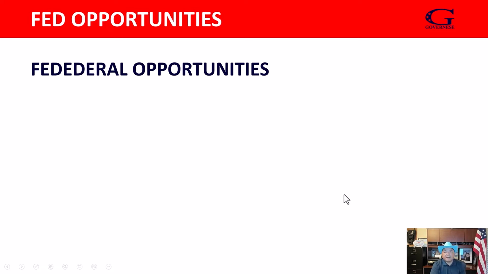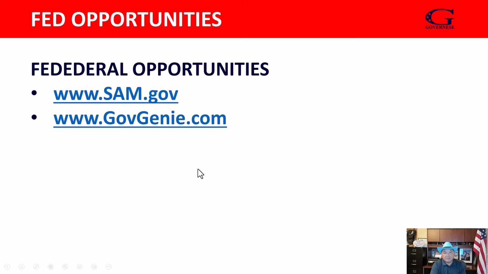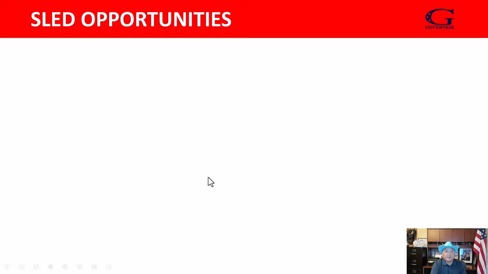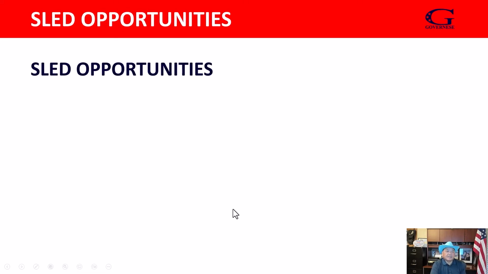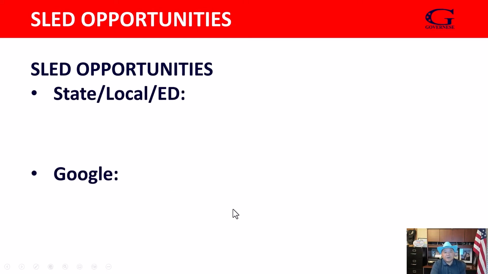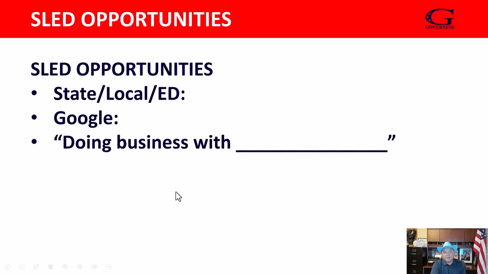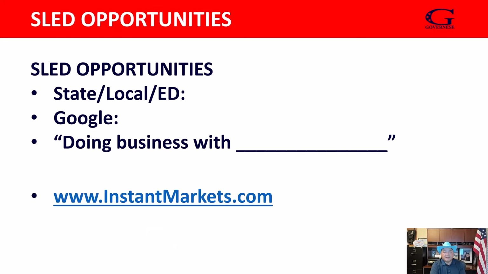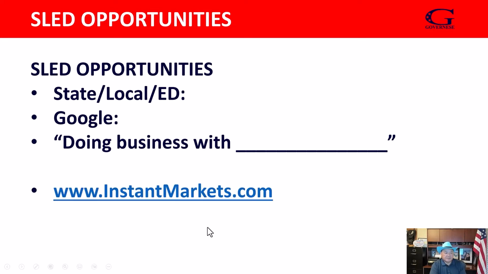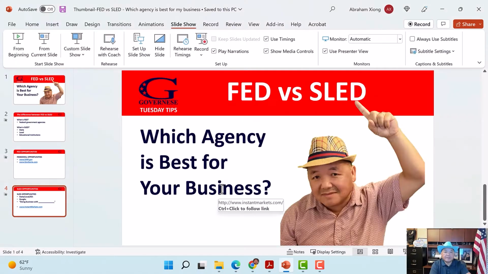So let's talk about how to find opportunities in the federal market. SAM.gov is a great tool, and govgenie.com is another great tool. To find opportunities at the SLED level, I'm going to show you a technique. The best way to do it is type in "doing business with" whatever city, county, or educational system you're trying to work with. That's the best way to find it in terms of the local and state market. Or you can use instantmarkets.com. So I'm going to do a quick demo here.